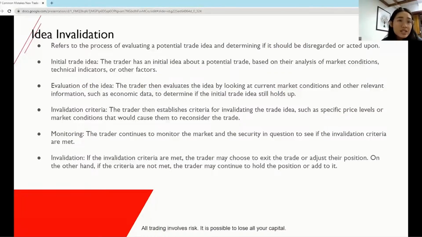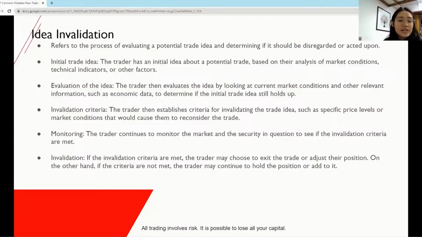Next, we have invalidation criteria. So the trader then establishes criteria for invalidating the trade idea, such as specific price levels or market conditions that would cause them to reconsider the trade. Next, monitoring. So the trader will then continue to monitor the market and the security in question to see if the invalidation criteria are met.